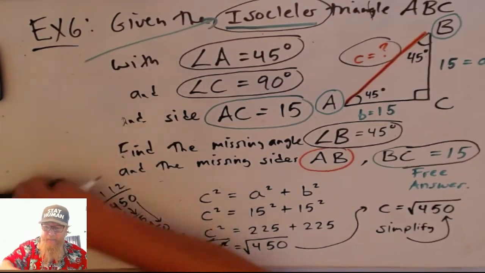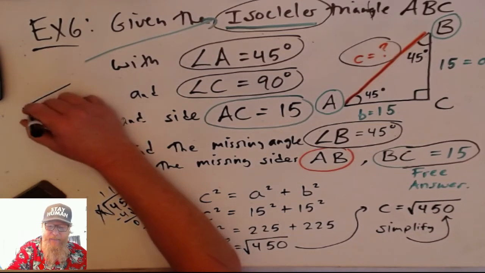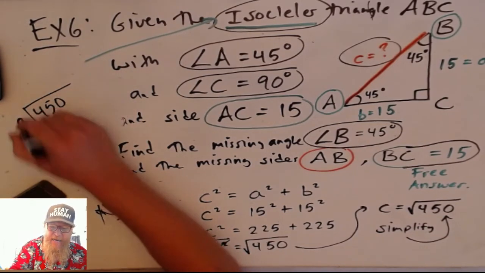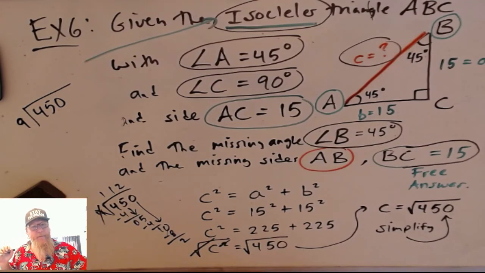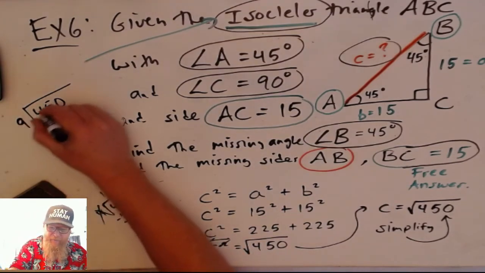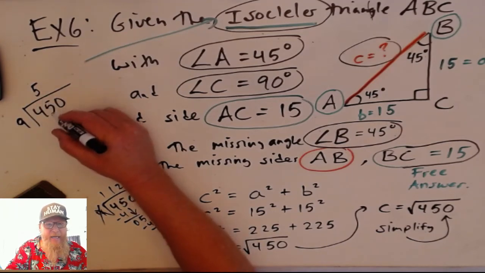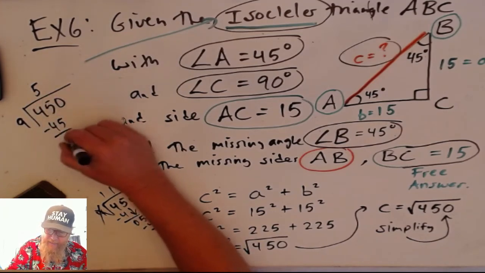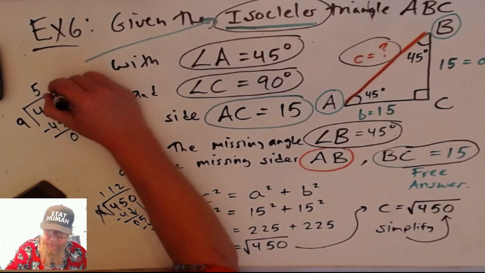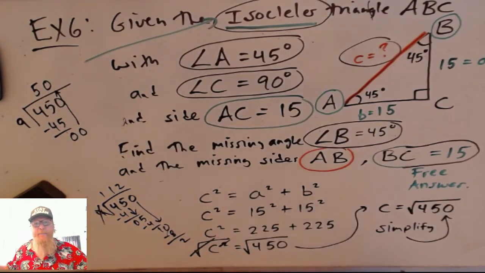I think it's divisible by 9. I should have just done that to begin with. 450 divided by 9. 9 goes into 45 5 times. 5 times 9 is 45 exactly. Remainder 0, so put this up here. 9 times 50.